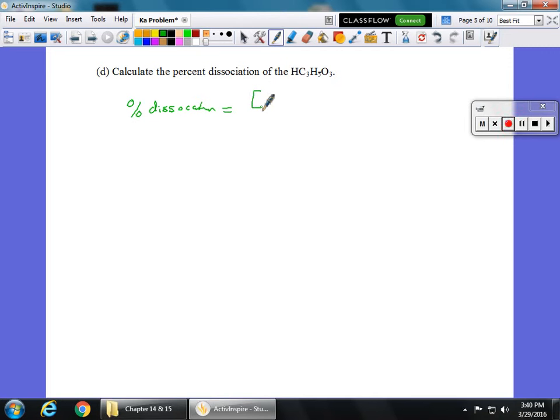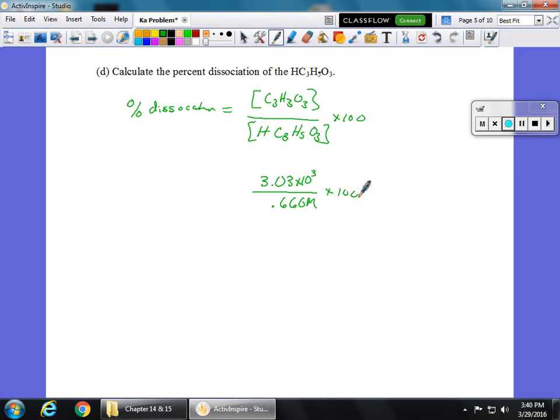So you're going to take your conjugate base, C3H5O3, and we're going to put that over the concentration or the moles, whichever you have, of your original acid. And you multiply that by 100 to get your percent. So we found that in the last part, that we got 3.03 times 10 to the negative third for the concentration of your conjugate. And you had an original concentration of 0.666 molar for the acid. If we multiply that by 100, we get a pretty small percentage. 0.455% is a percent dissociation.